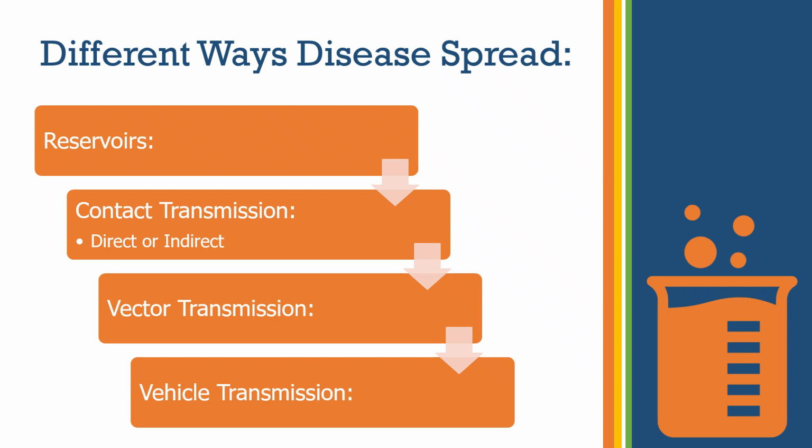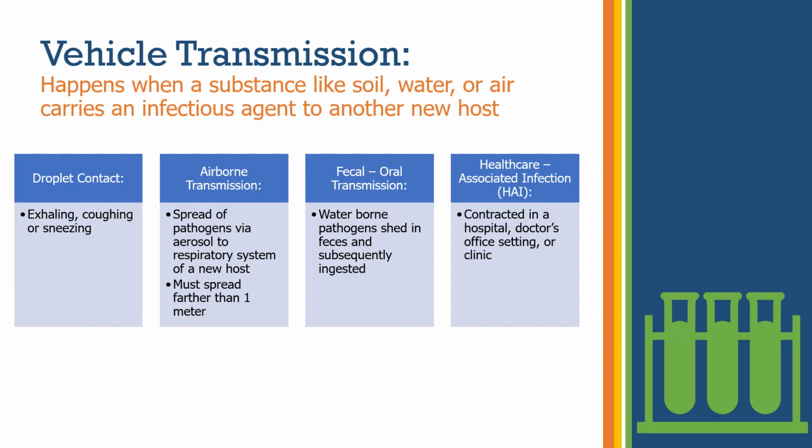Thirdly, vector transmission. This happens when a living organism carries an infectious agent on its own body to a new host. Fourthly, vehicle transmission. This happens when a substance like soil, water, or air carries an infectious agent to another new host. Specifically, vehicle transmission, which was mentioned on the previous slide, happens when a substance like soil, water, or air carries an infectious agent to another new host.